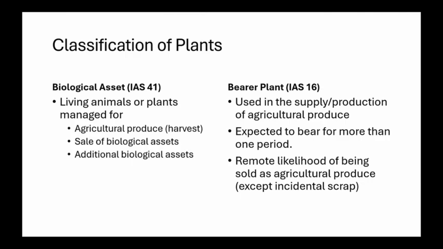An example, think of a mature tea bush. The bush itself is a bearer plant as it will produce more tea leaves in another period. But the tea leaves are considered agricultural produce because they are the harvest of that bearer plant. Now let's move on to recognition and measurement.